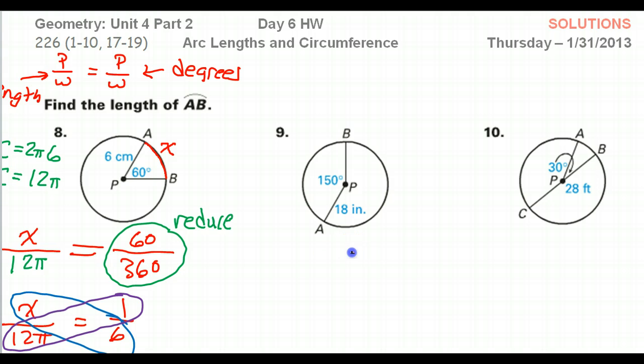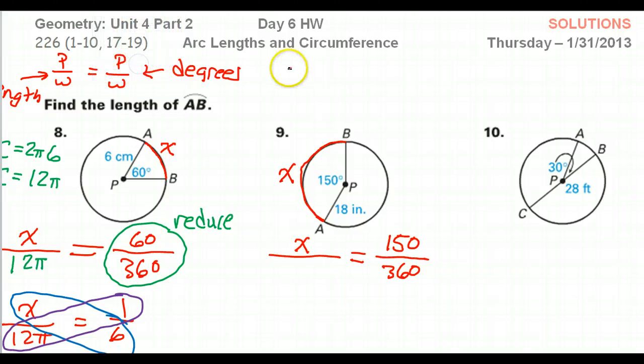Part over whole. So once again, on the right hand side we will do degrees. All right, so we are trying to find this arc length x. But first the degrees. The partial degrees are 150. The total degrees are 360. So that's part over whole. Now we'll do part over whole length. The partial length is x. The total length is the circumference.